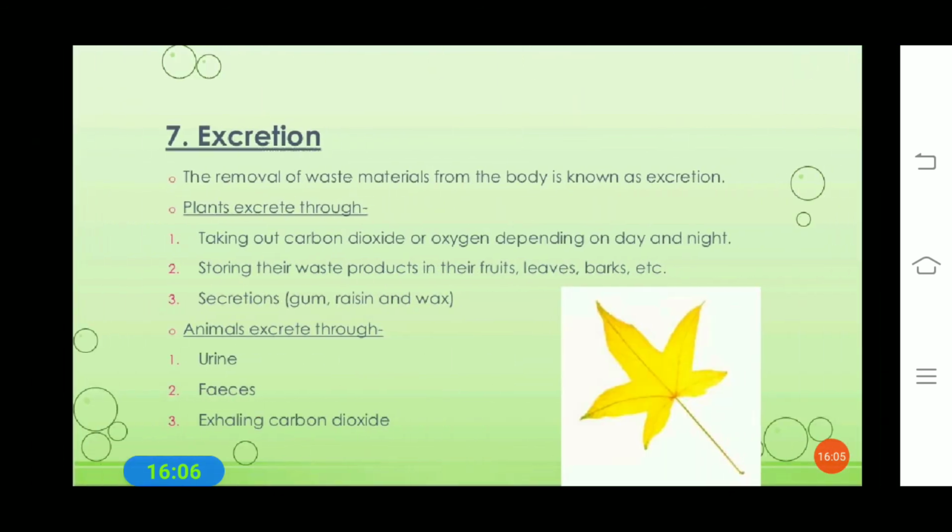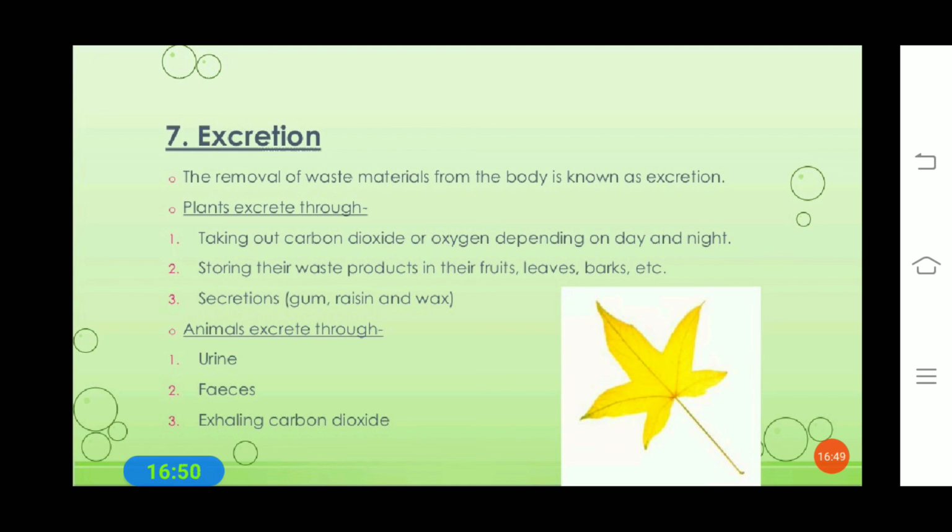Next, another characteristic, that is what? Excretion. Excretion means what? The removal of waste material from the body is known as excretion. Plants excrete by taking out carbon dioxide or oxygen depending on day and night, and by storing their waste products in their fruits, leaves, barks, etc. Secretions are gum, resin, and wax. Animals excrete through urine, feces, and exhaling carbon dioxide. So this is the process of excretion, nothing but the removal of waste materials from the body.